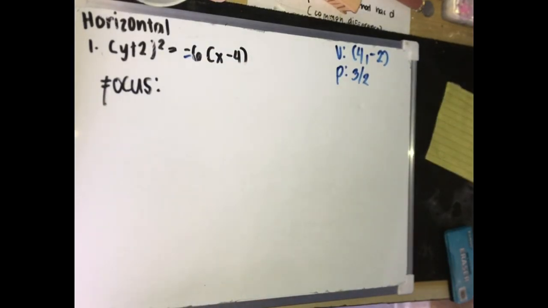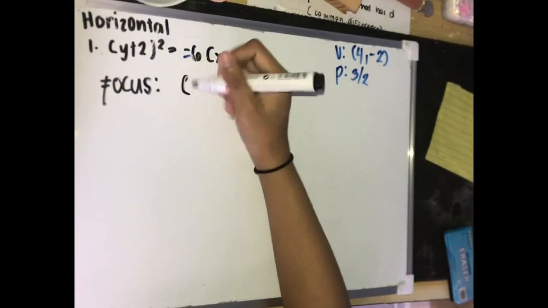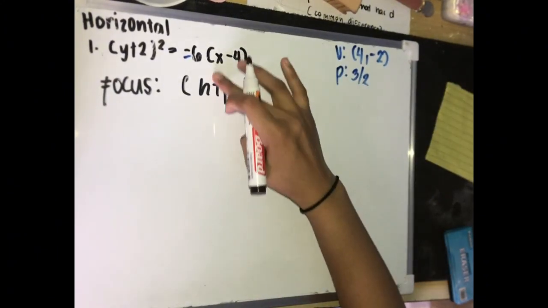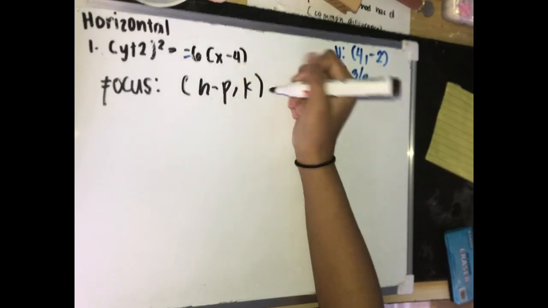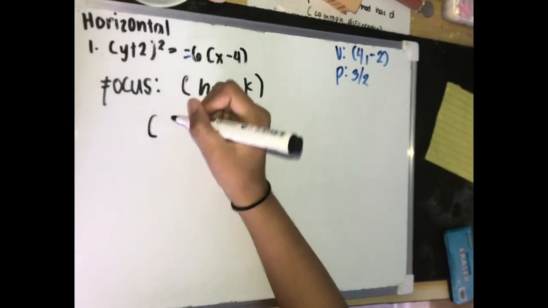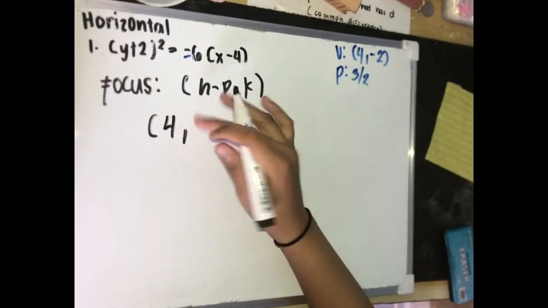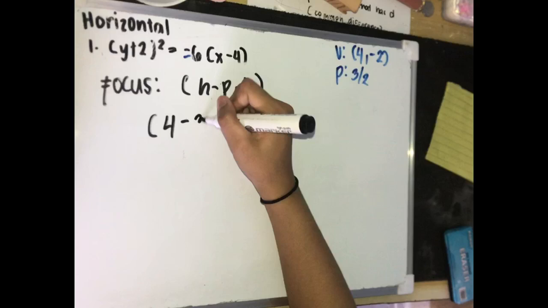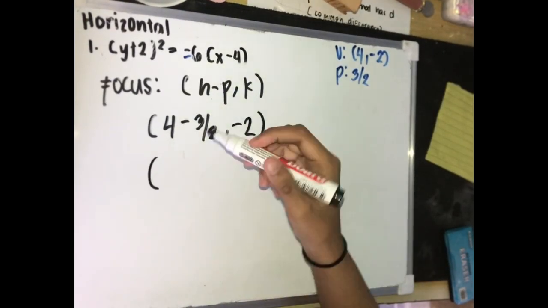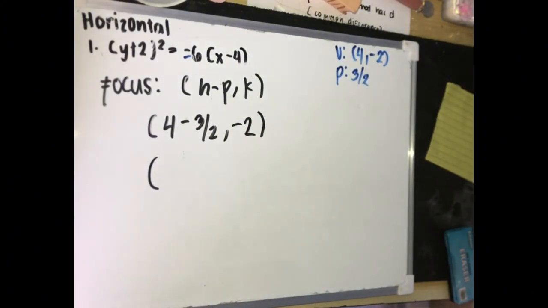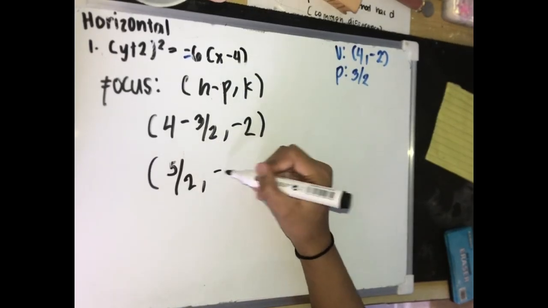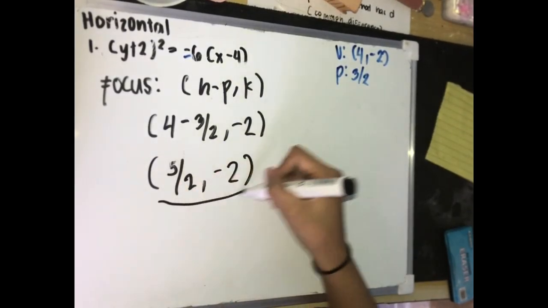So, to find the focus, we're going to use the equation h plus p, and oh no, it's wrong. h minus p pala. h minus p and k, since to the left yung equation na yung given na binigay sa atin. So, to write it down, h is 4 and the p is 3/2, comma, and k negative 2. So, 4 minus 3/2 is 5/2. And bring down the 2. So, that will be the answer for our focus.